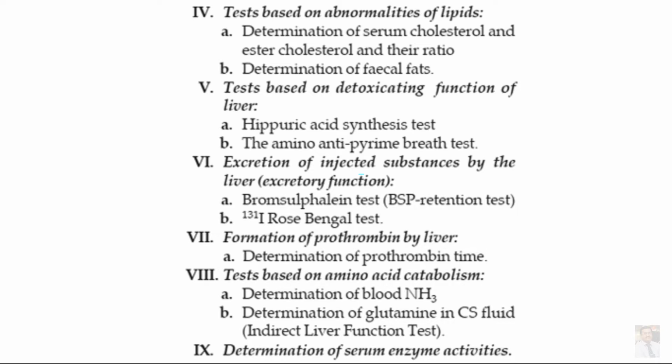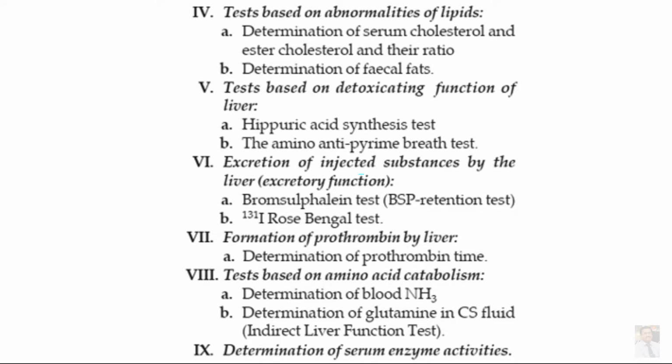The next one is the determination of glutamine in CS fluid. CS means cerebrospinal fluid. This is an indirect liver function test, because we are not going to get a blood sample. Here we get an aspiration from the cerebrospinal fluid, and from that we check the glutamine concentration.